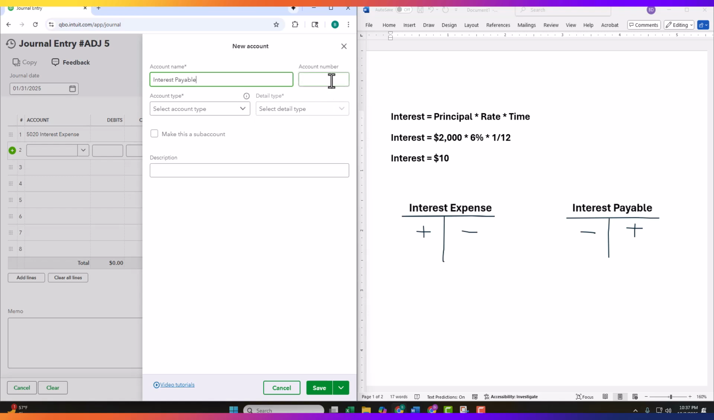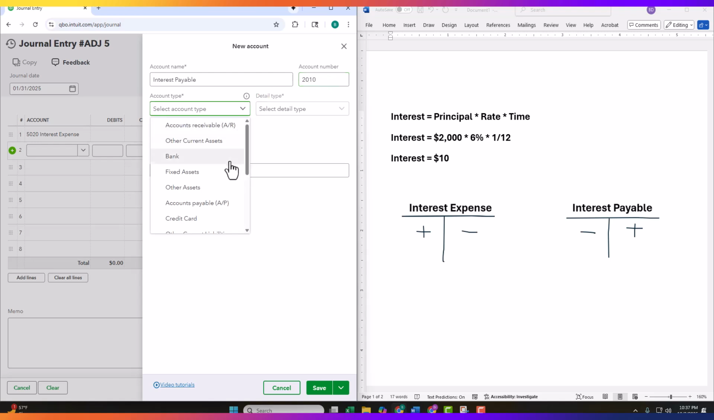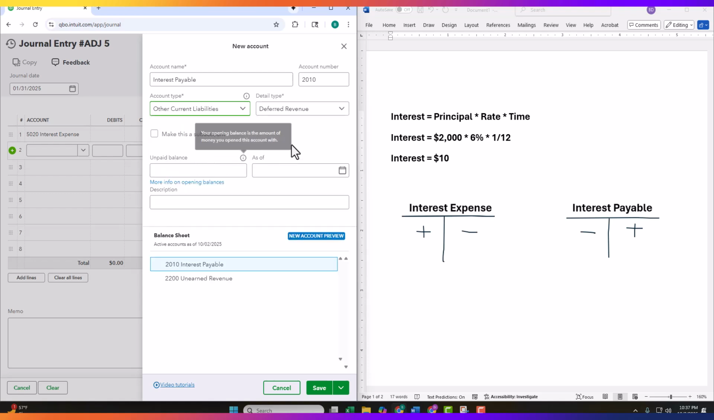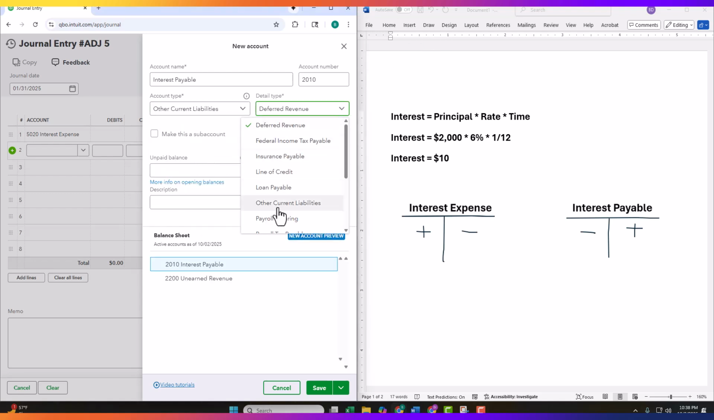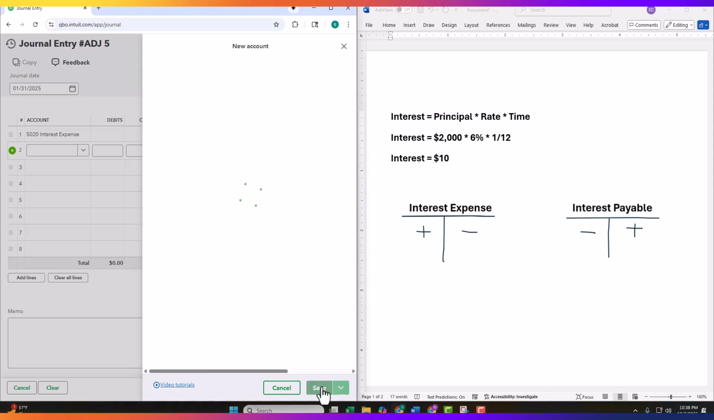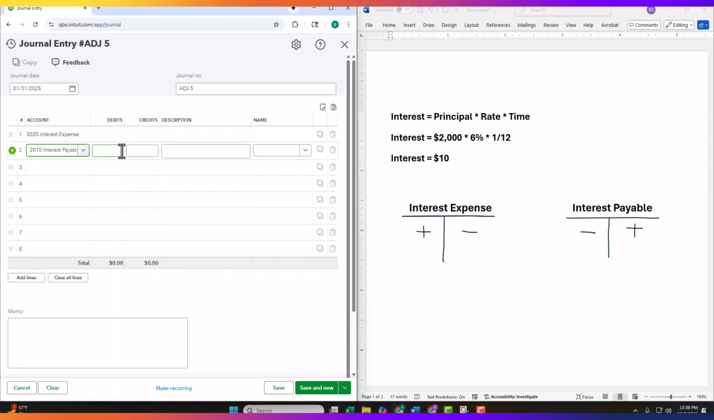And then the account number per the book is 2010. And the account type is going to be a current liability, other current liability. And for the detail type, we're going to select other current liabilities. So then I can save that account to the system, and now I can make the rest of my entry here.